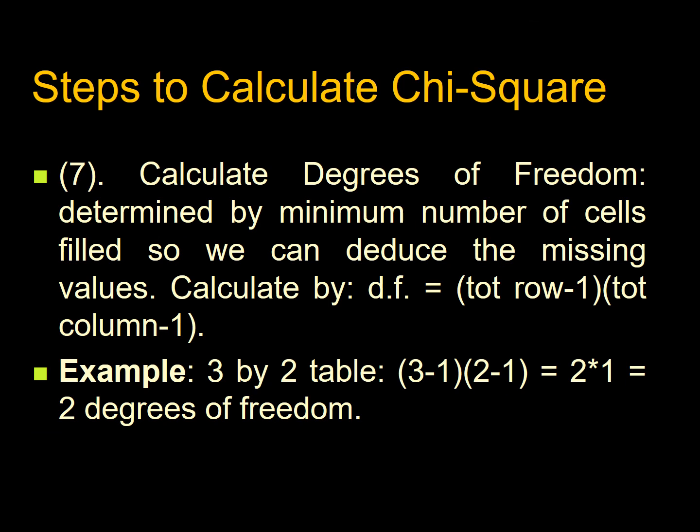Now in step 7, we calculate the degrees of freedom. This is determined by the minimum number of cells filled so that we can deduce the missing values. We calculate the degrees of freedom as the total rows minus 1 times the total columns minus 1. So this is a 3 by 2 table, so it's 3 minus 1 times 2 minus 1, which is equal to 2 times 1, which is equal to 2 degrees of freedom.